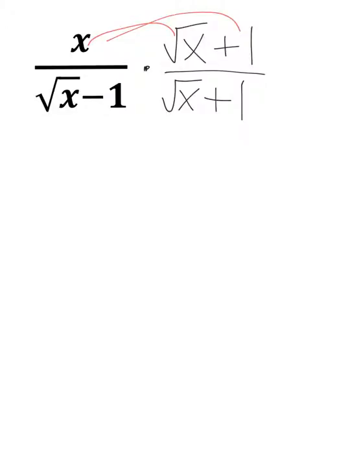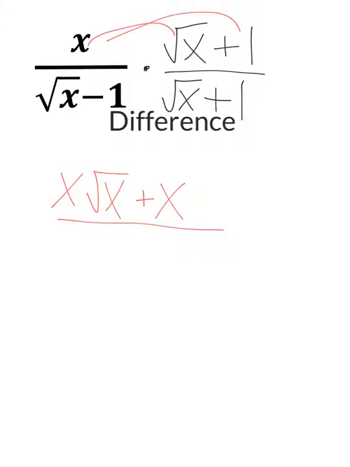But the top is just always going to be distribute. X times the square root of x plus 1 times x is x. And that's going to be over what you have on bottom, which is the difference of two squares. Okay? So I'm going to write difference of squares here.